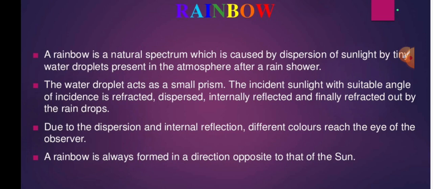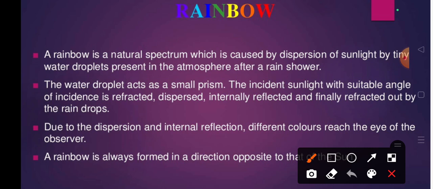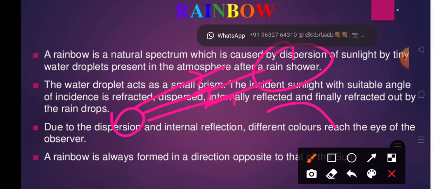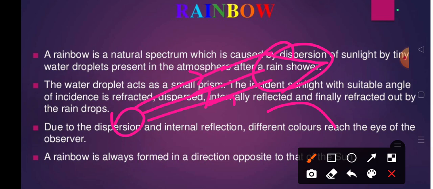The rainbow is always formed in the direction opposite to the sun. For example, here is the sun, here is the rainbow. How is it formed? The rays from the sun travel like this. This is, for example, a raindrop. Then first of all, refraction, then total internal reflection. Afterwards, the seven colors split, and whatever seven colors split, those are visible to human beings.